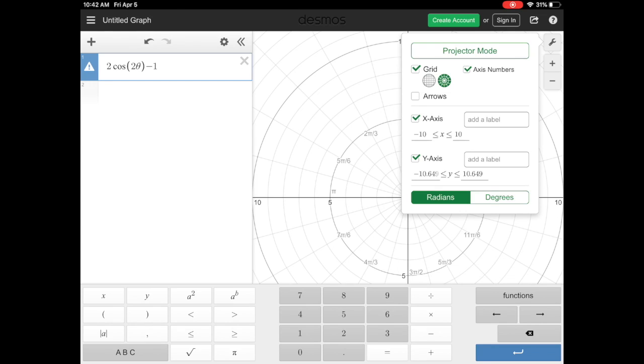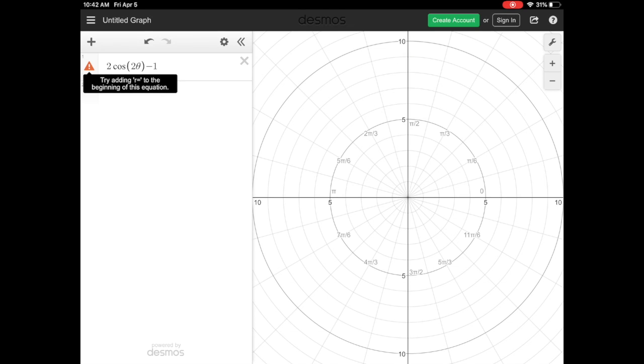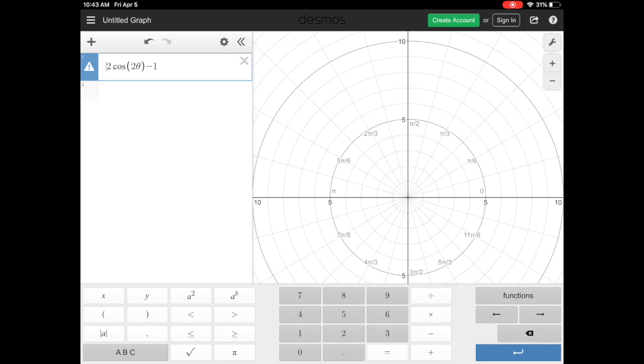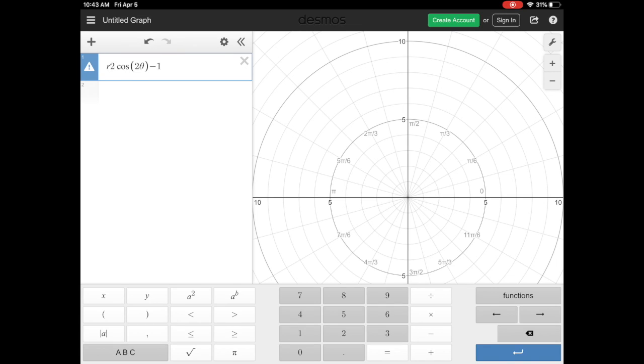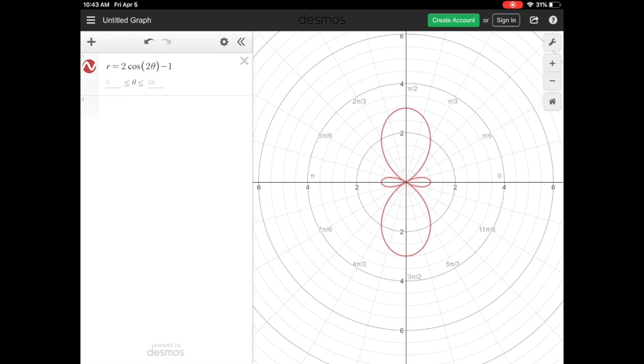I'm going to leave my x-axis as listed there. I'm going to leave it as radians, and it's still not liking something. Oh, try adding r. So here it told me that I needed to make sure my graph was set equal to r. So r is equal to 2 cosine of 2 theta. And notice it's giving me theta between 0 and 2 pi. We only want to see what's happening between 0 and 2 pi because 2 pi is one full circle around. So our graph looks pretty interesting.